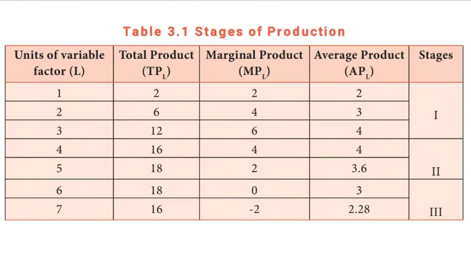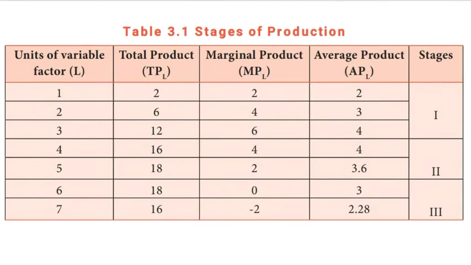Stage 1. In the first stage, MPL increases up to the third laborer and it is higher than the average product, so that total product is increasing at an increasing rate. The tendency of total product to increase at an increasing rate stops at point A and it begins to increase at a decreasing rate. This point is known as the point of inflection.